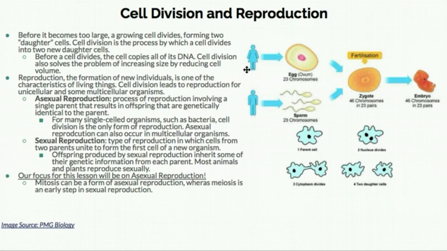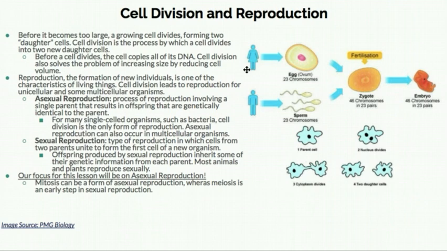So before the cell becomes too large, a growing cell divides, forming two what we call daughter cells. The offspring cells resulting from cell division are called daughter cells just due to the fact that once a mother cell divides into two new cells, those offspring will also be able to divide in the future. So in other words, the daughter cells will one day act as mother cells themselves. Cell division is the process by which a cell divides into two new daughter cells.